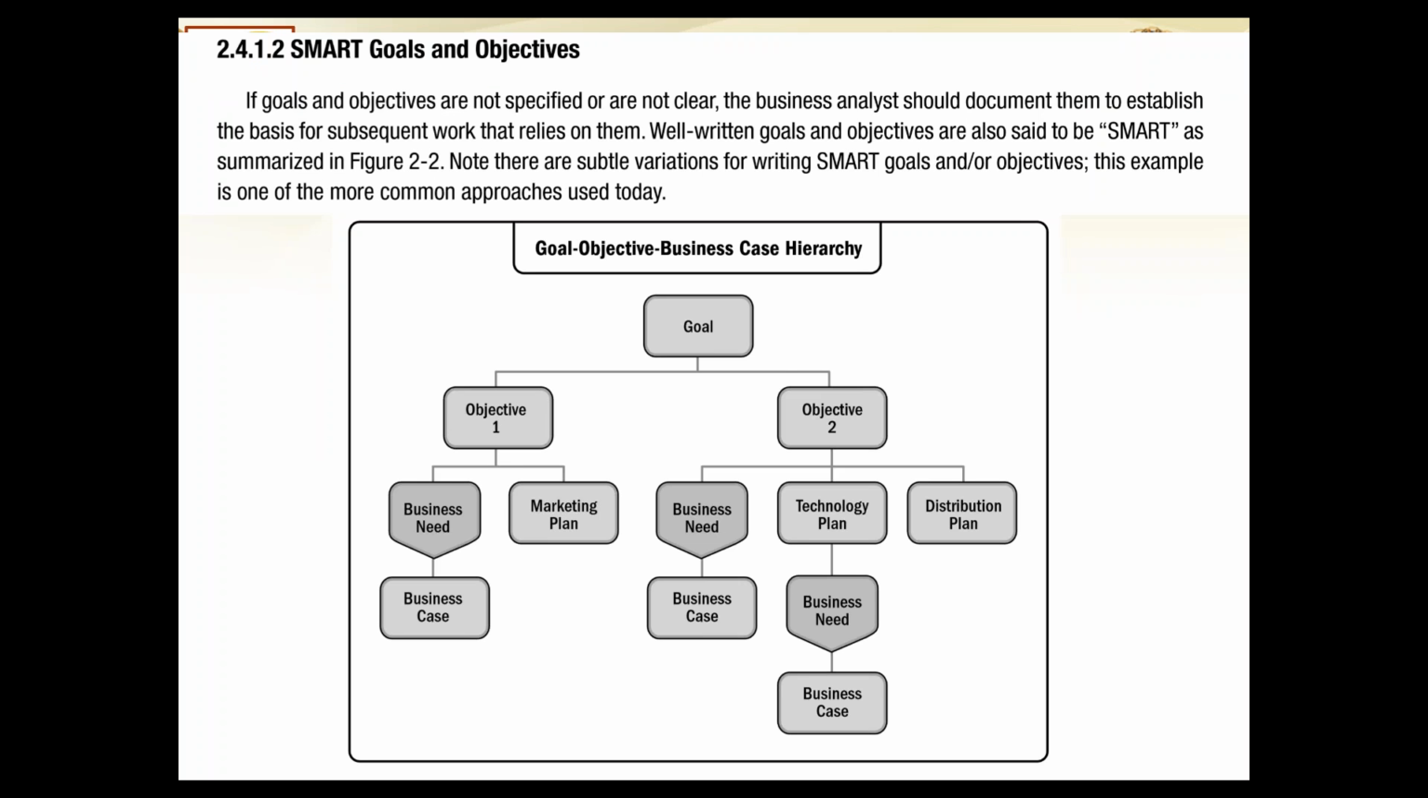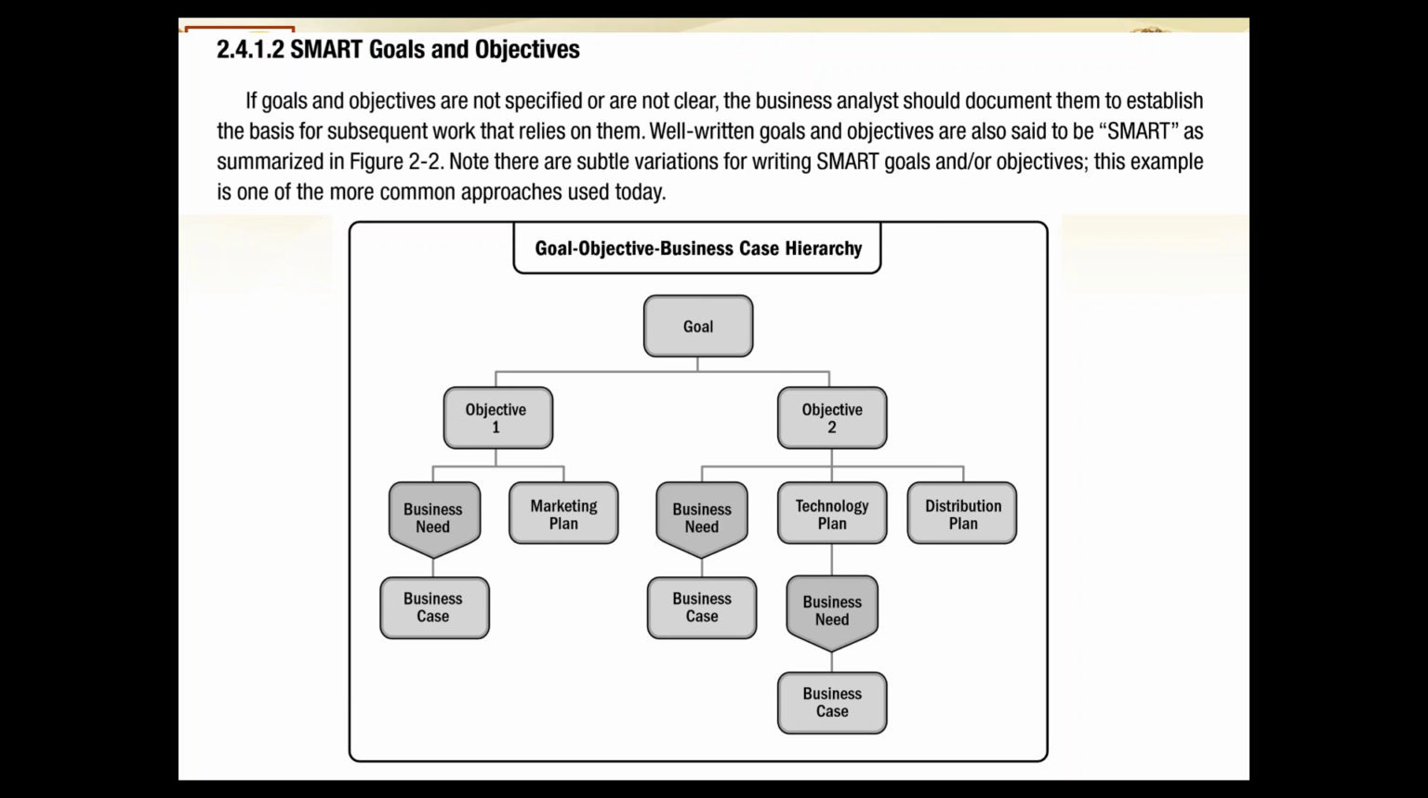You can see the goal has a number of objectives. Each objective can be further subdivided into certain business needs for which the business cases will be developed, or maybe there is a marketing plan or a technology plan or a distribution plan, and under those plans also there might be some business needs which could again lead to a business case. Remember, business need and business case. A business need can occur at any level, and a business case is the feasibility of that business need.